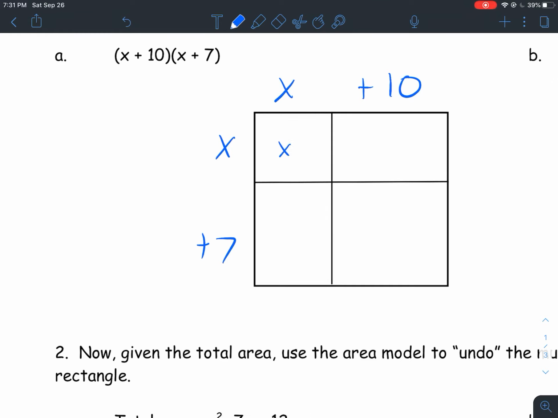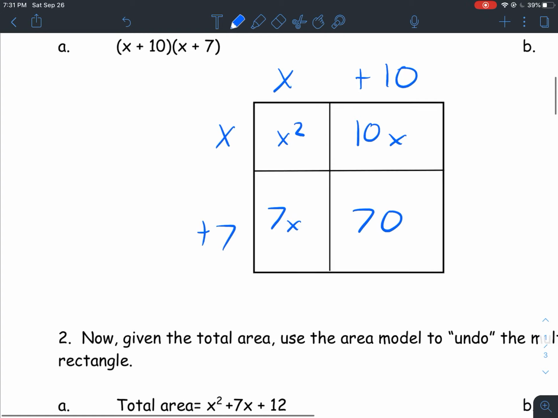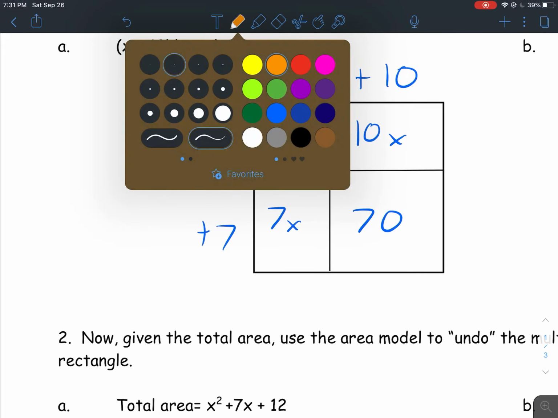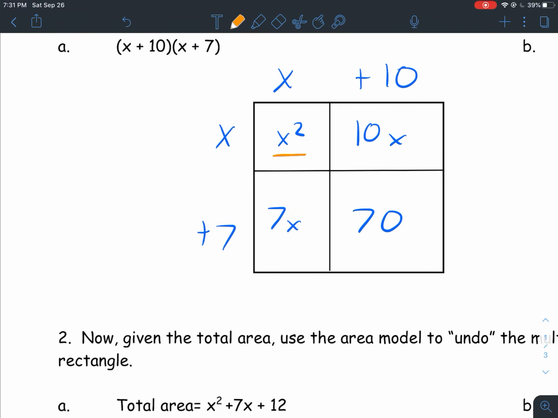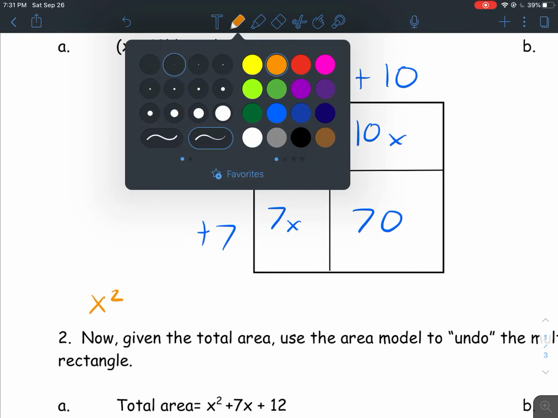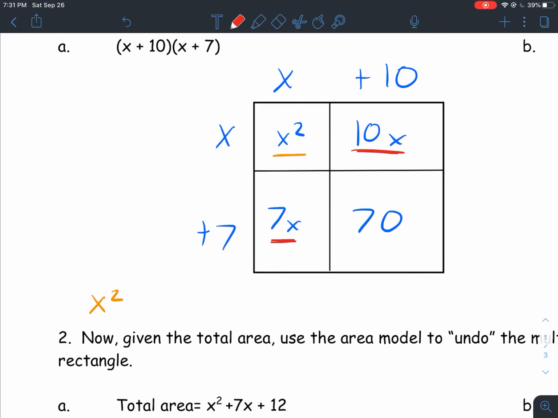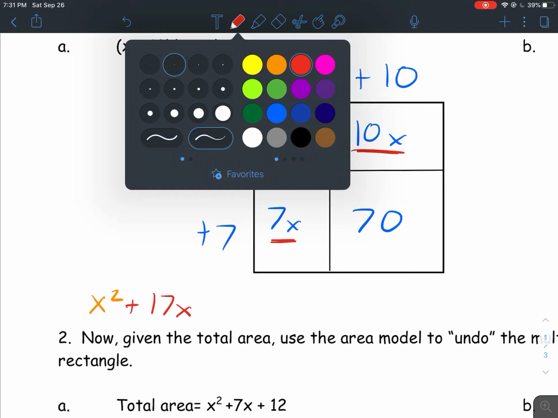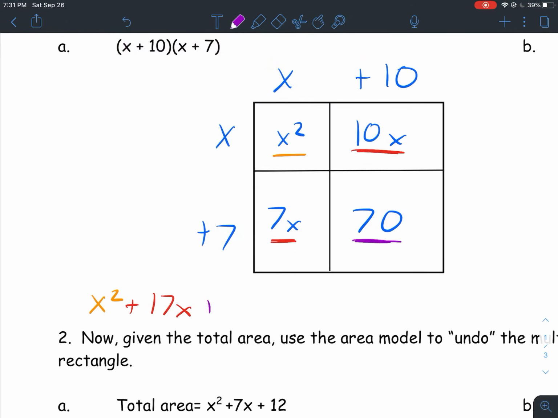So hopefully you went through and got x squared, 7x, 10x, and 70. Then what we need to do is combine like terms, right? The x squared doesn't have any friends, so he's by himself. But the 7x and the 10x are like terms, so we can combine those and get 17x. And the last guy we got is our 70. He doesn't have any friends. So that would be our answer there.